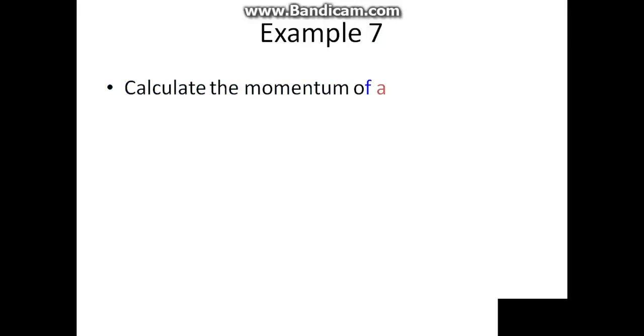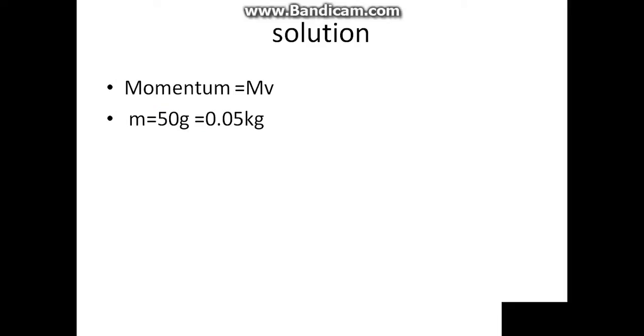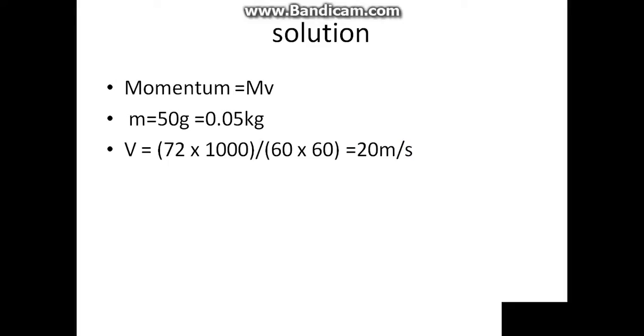Example 7. Calculate the momentum of a mass of 50 grams traveling at 72 km per hour. Solution. Momentum is equal to mv. Mass is 50 grams. To convert it to kilogram, we divide 50 by 1000, which is 0.05 kilogram. Velocity is in kilometer per hour. To convert it to meters per second, we multiply 72 by 1000 and divide by 60 times 60, that is 60 minutes and 60 seconds, to give us 20 meters per second. Therefore, the momentum is 0.05 times 20, which gives us 1 Newton second.